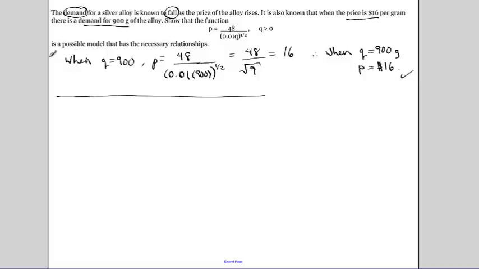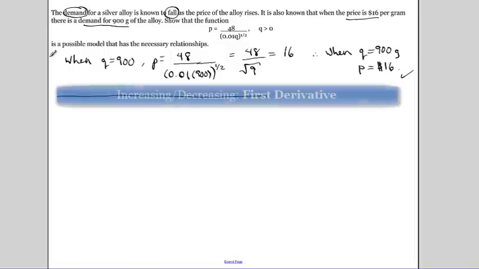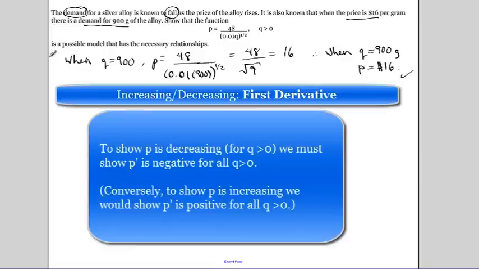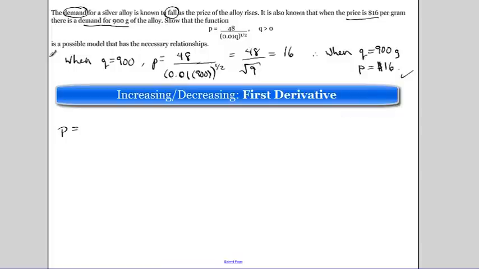So now let's look at the second thing. We want to show that the demand is decreasing. So when you hear the word decreasing, you should think of the first derivative. So I'll just write P out again.